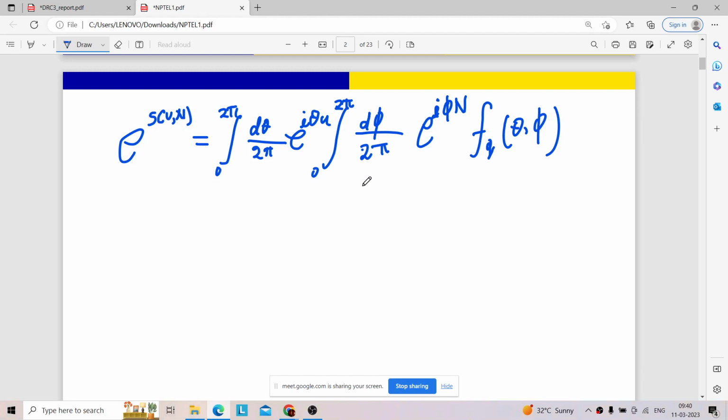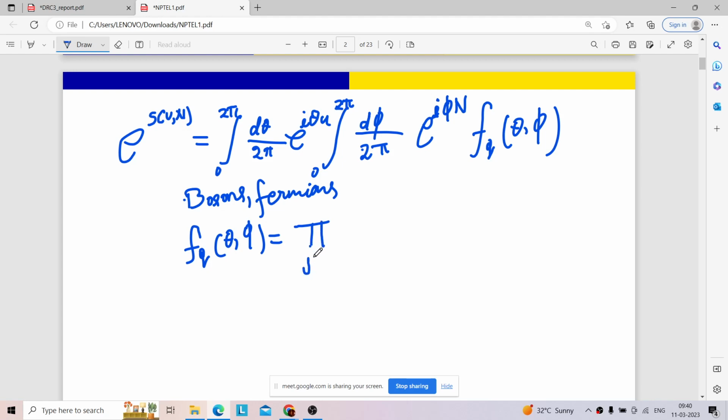Right. So we took some general form for this entropy for bosons and fermions, and we took this f q of theta phi as the multiplication from 1 to infinity of 1 plus q e to the power minus I theta, this small u, or it's not small u, it's total energy u, and this is the total number of particles, n. U is the total internal energy.